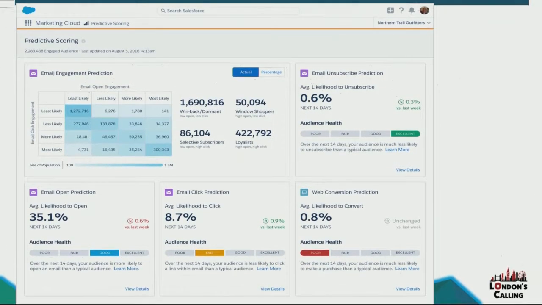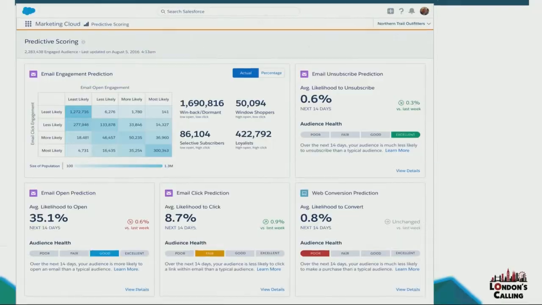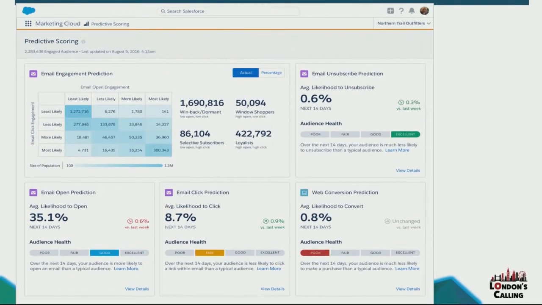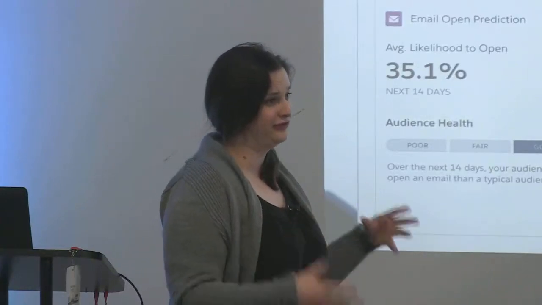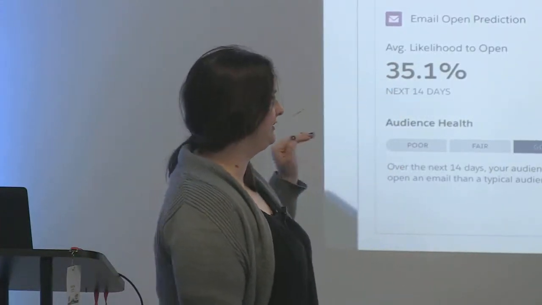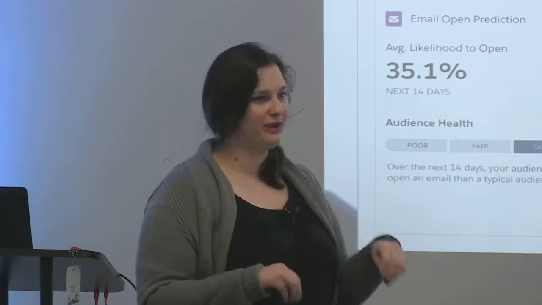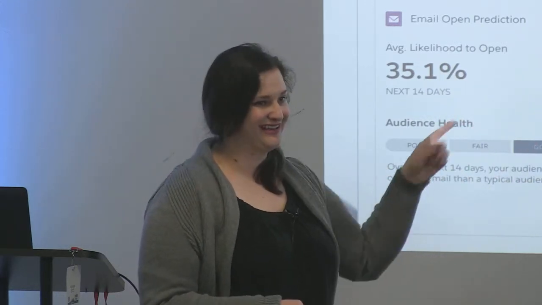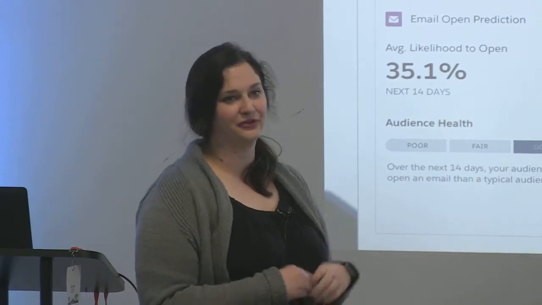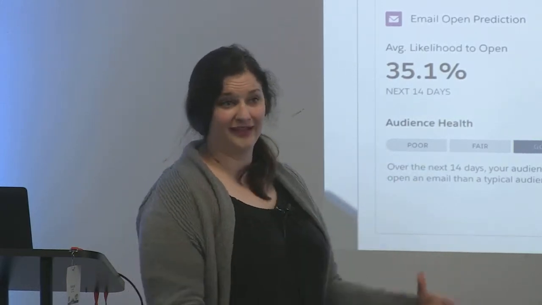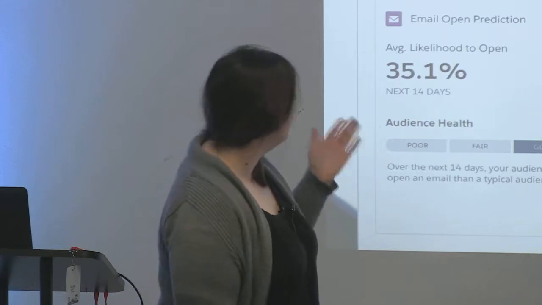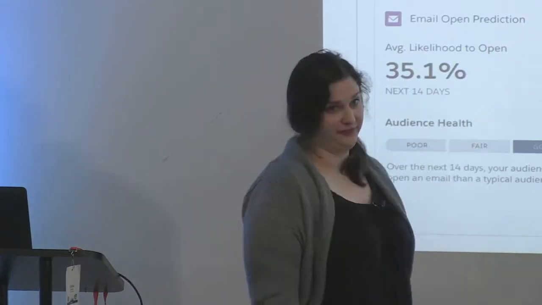I'll talk about that in a second. You also get 4 additional dashlets, which show you the email open prediction, email click prediction, web conversion prediction, and email unsubscribe. So based off of all these subscribers, what are they likely going to do next? And we'll drill down into each of these, okay? The big thing to know is web conversion prediction. If you don't have the web collect code on your website, you're not going to get that dashlet, okay? So it takes using all of Marketing Cloud to get all of Marketing Cloud here. But as long as you're sending emails, you'll get the rest of them.